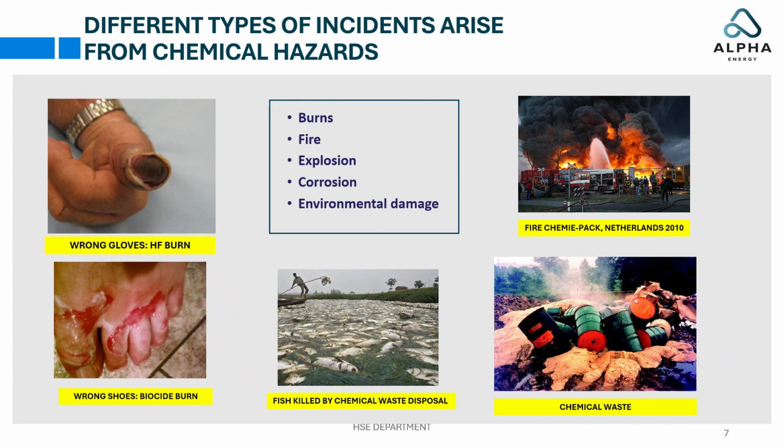Different types of incidents arise from chemical hazards. The examples below emphasize the diverse and severe outcomes of chemical-related incidents, which include burns, fire, explosion, corrosion, environmental damage. Chemical hazards can lead to incidents such as burns, for example an HF burn due to wrong gloves, a biocide burn due to wrong shoes. Next we can see chemical waste imposing significant environmental damage, including the pollution from chemical waste and its impact on aquatic life, for example fish killed by chemical waste disposal. Fires and explosions, for example the Chemie-Pack fire in the Netherlands, 2010.